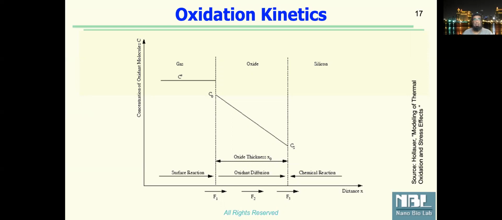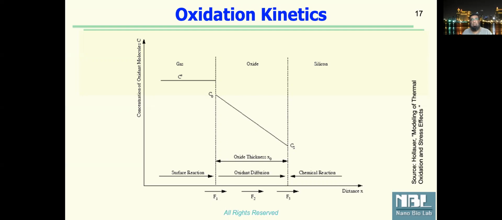We define these three regions, and if you can see, with the depth inside there are F1, F2, and F3. These are three fluxes, the flow: the number of atoms or molecules going through per centimeter square area in one second. These are very important factors, F1, F2, F3, along with the diffusion coefficients.